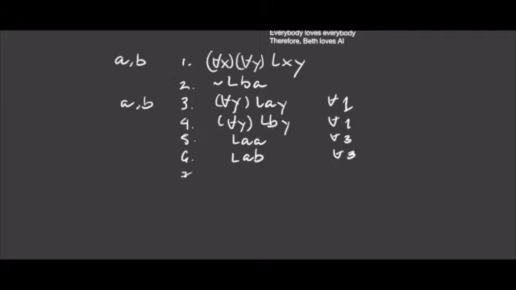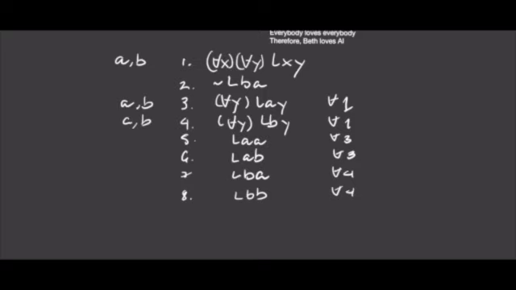So in line 7, we write LBA, and this is by the universal in 4. So we write LBB. This is by the universal in 4. And so again, we have A and B. And so I'm done with the breaking up of sentences in this tree.